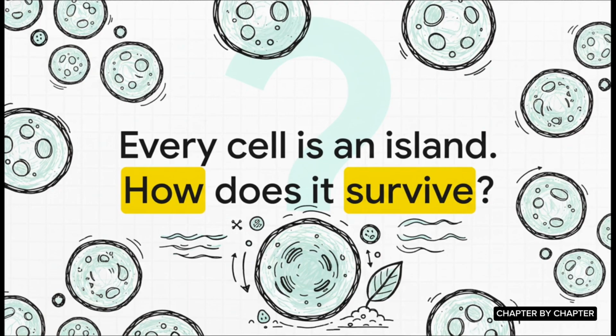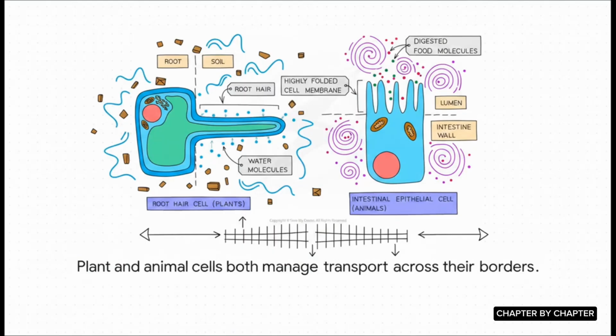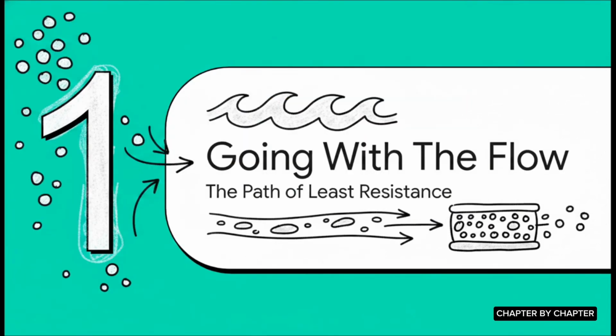That's the billion-dollar question. And what's really amazing is that this challenge is totally universal. It doesn't matter if you're a plant's root hair trying to soak up minerals from the soil or a cell lining your own intestine absorbing your lunch, the fundamental problem is exactly the same. It's all about managing that border crossing. So, how do they pull it off?